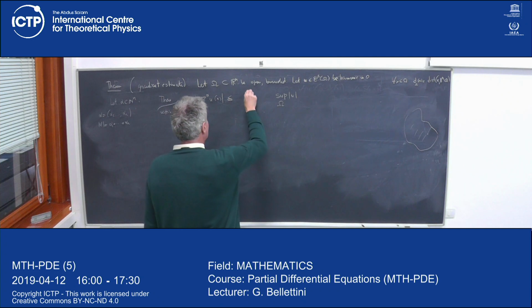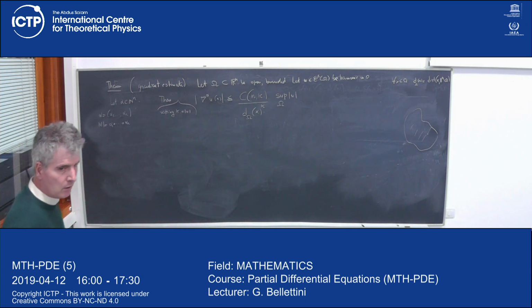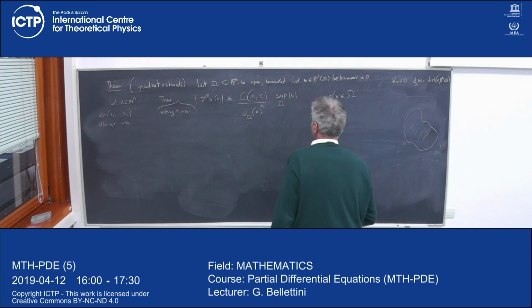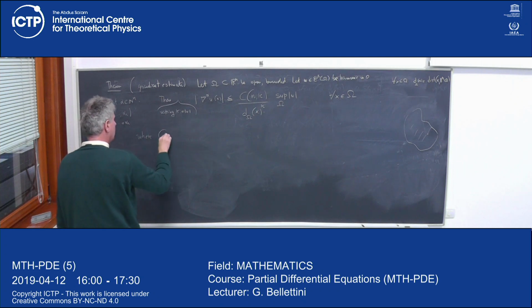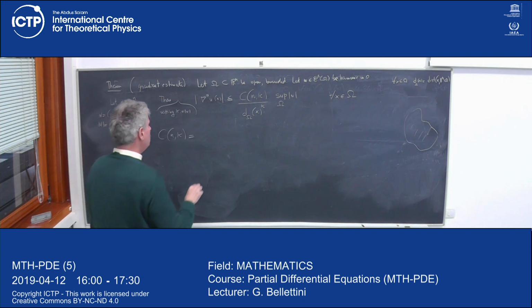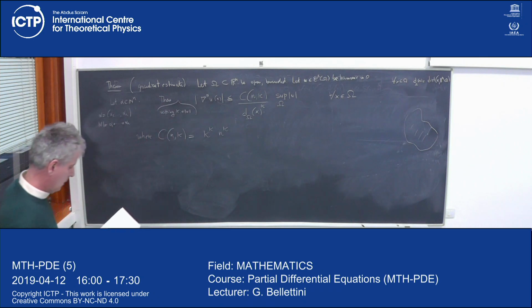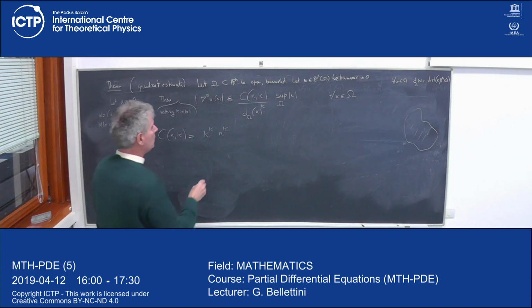Here there is a constant depending on n and k, and here there is the distance to the power k. Now I have to check the constant. So for any x in omega, where Cnk should be, okay, let me check the constant. Yes, it's correct. It seems to be correct.